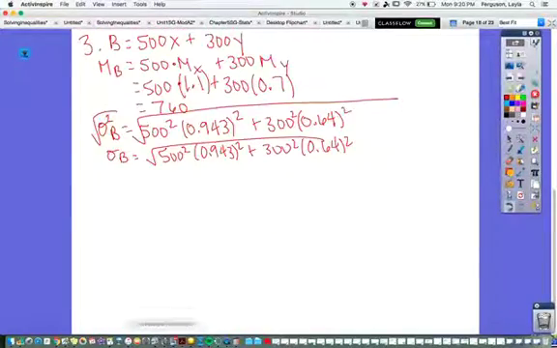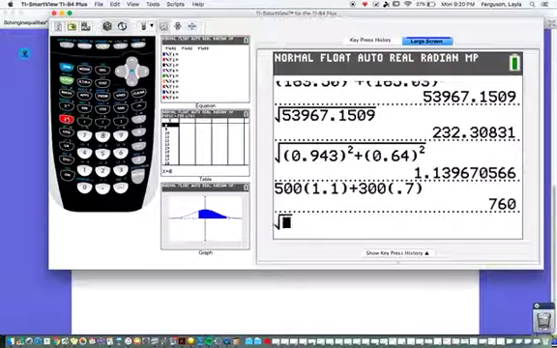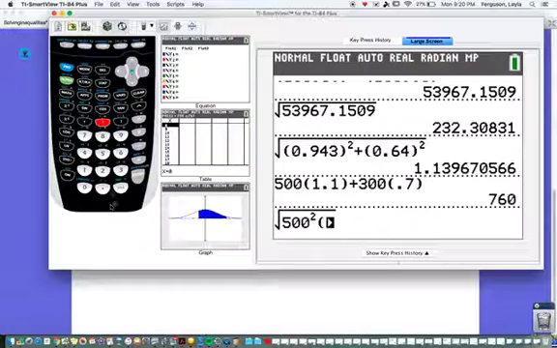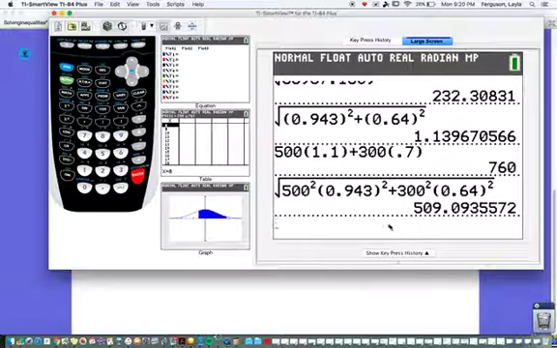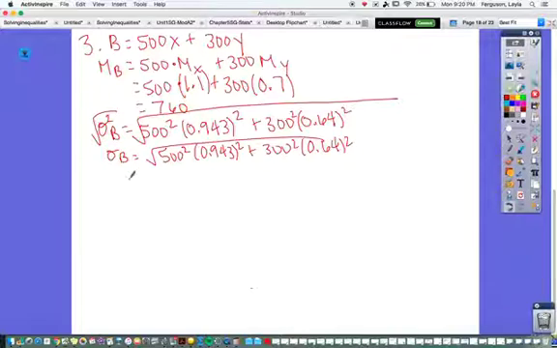So I can plug that into the calculator just like it looks. Square root of 500 squared times 0.943 squared plus 300 squared times 0.64 squared. And that gives us 509.093557. Because we're talking about money, we would say 509.09. And this would be in dollars.